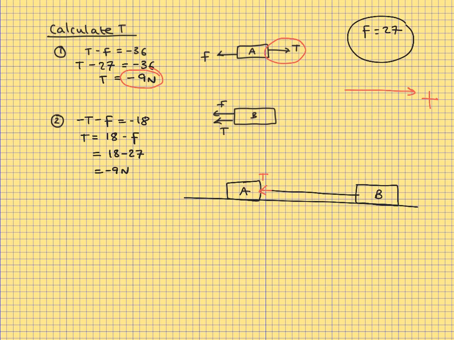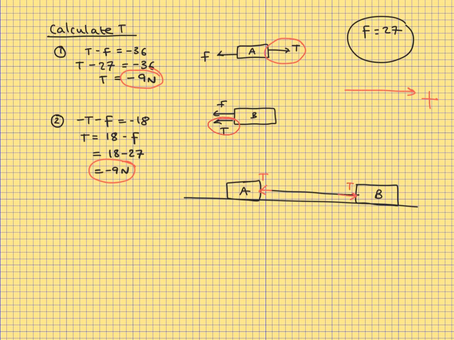Now, for B, we also got a value of -9. But if you look at the fact that we had originally drawn the force of T acting on B going to the left, that means that result should have worked out to be a positive value of 9. The fact that we've got another negative value means that actually it should look like that.